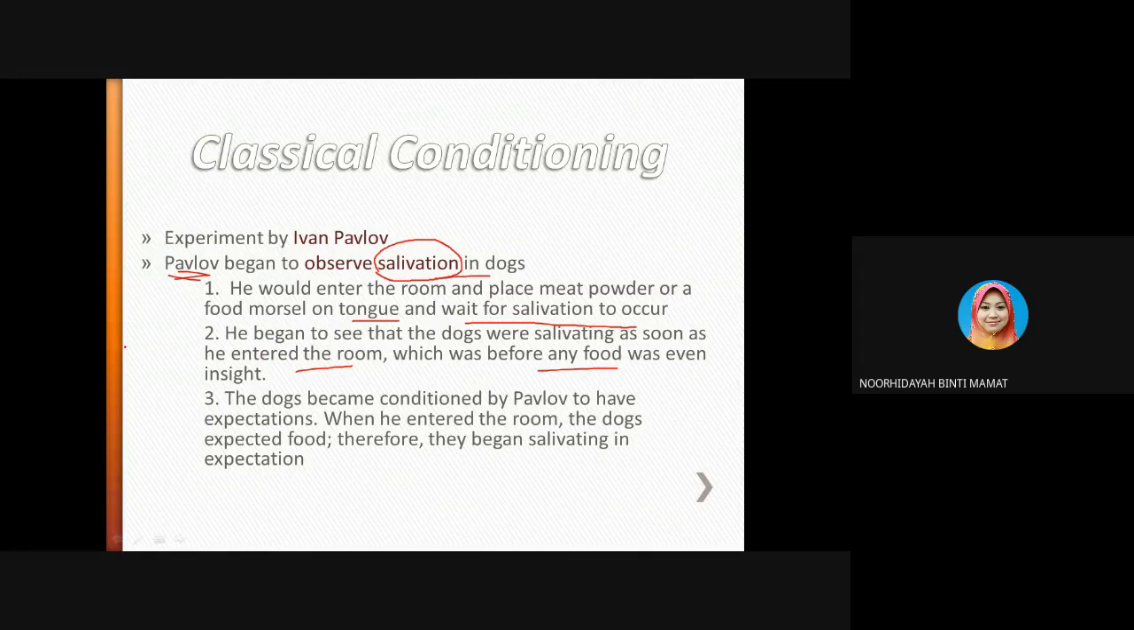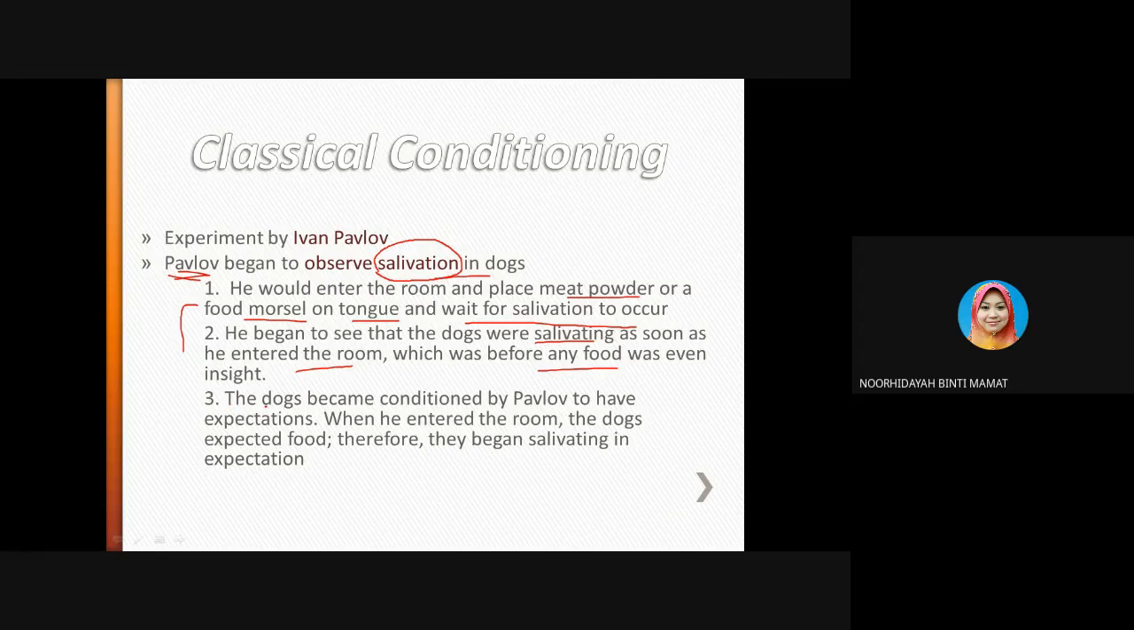So he created a stimulus, which in here is the meat powder or food morsel. So he created a stimulus for the dog. Okay, so this is where the organism changes the response to a stimulus with association of the positive reinforcement. The positive reinforcement is that they will give the meat powder. So the dog began salivating as soon as he entered the room, which was before any food was even inside. So the dog became conditioned.